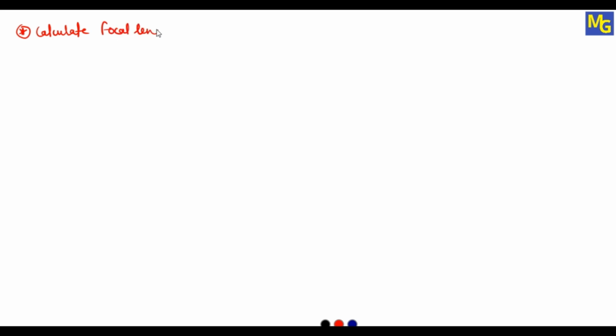Now first again we will write what all values we have. So we have u, and u is how much here? Minus 150 millimeter. v we have just now found: we have got 37.5 millimeter. And what we have to find out? Focal length. So focal length is question mark.